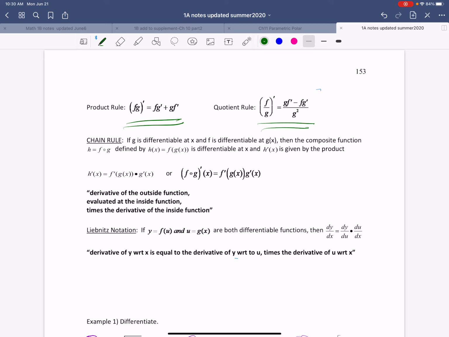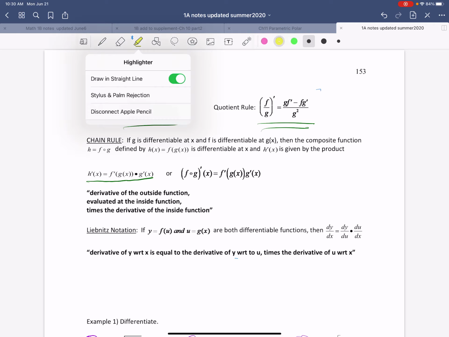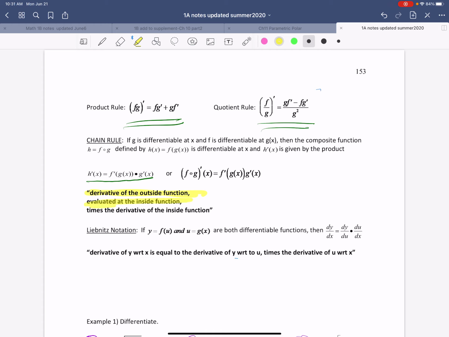Chain rule says if you are trying to find the derivative h prime of x of a composition, then it is going to be the derivative of the outside function evaluated at the inside function times the derivative of the inside function. So derivative of outside function evaluated at inside function times the derivative of inside function.